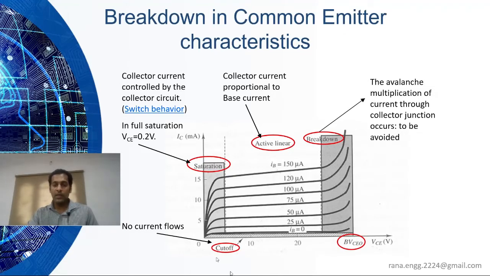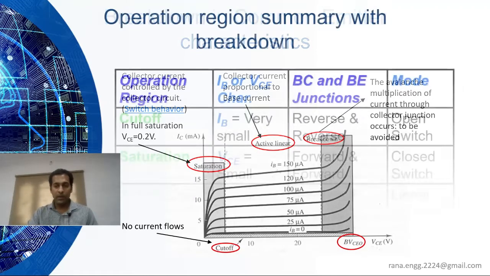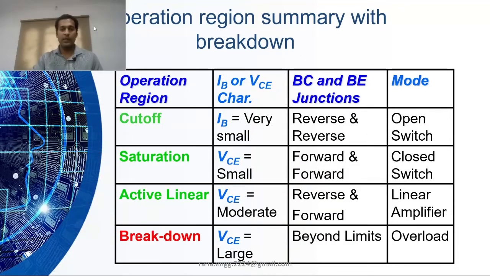So along with these three regions, if we include breakdown, we can summarize the modes as given here. In the operation region, we have cutoff. In cutoff, input is very small and both the junctions are reverse biased. Reverse bias will make the transistor off. We can consider the transistor as two diodes, one after one. So if the input side and output side are reverse biased, it will be an open circuit. Open circuit means there is no connection, no flow of current. It is off. So input current is very small.